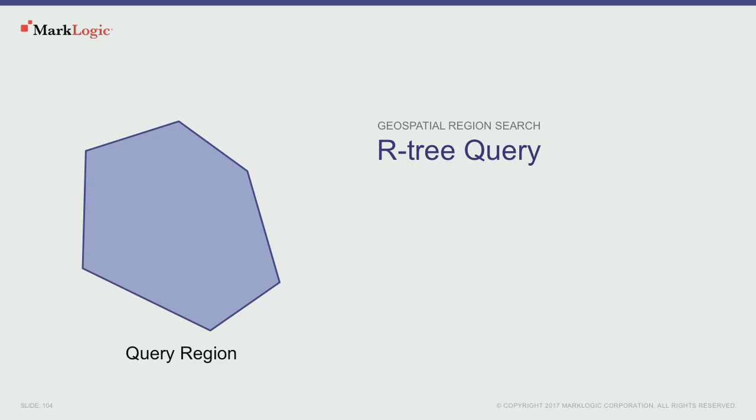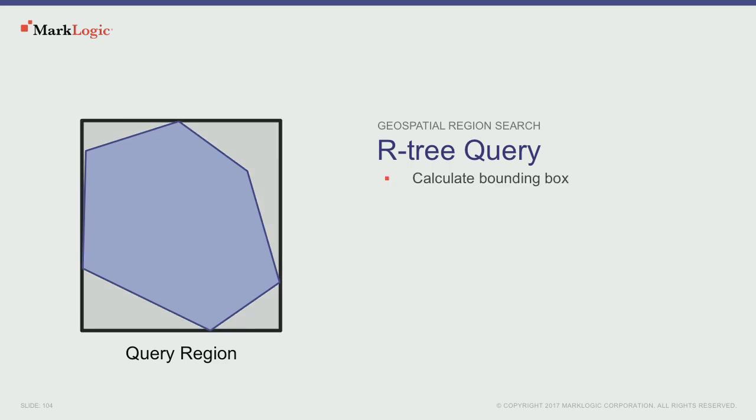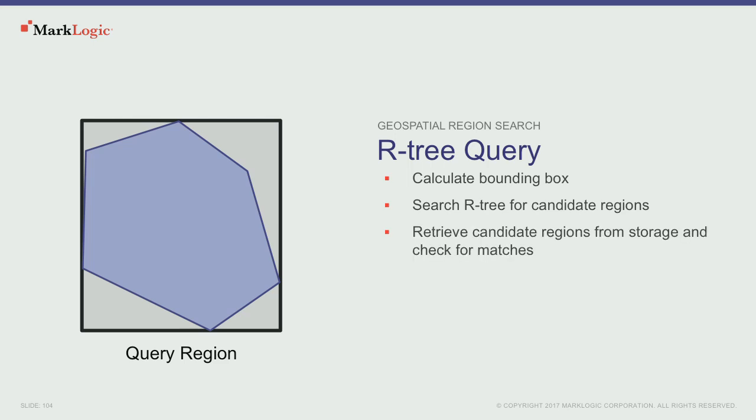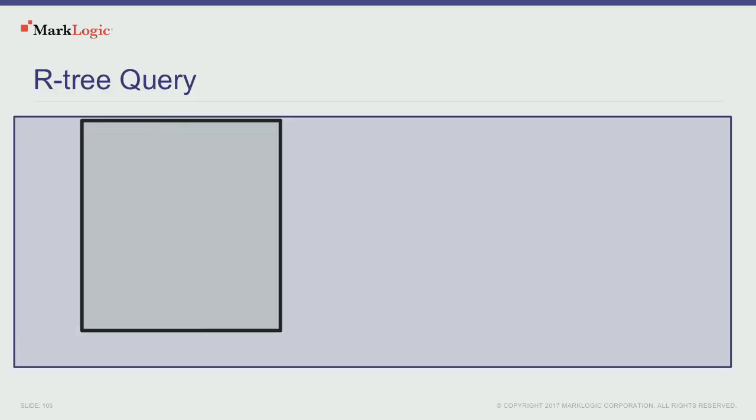So when it comes time to search, we'll calculate the bounding box of the query region and search the R-tree to find candidate matches. Once we have a candidate match, because the bounding boxes indicate a match, we can actually go and retrieve the region from storage and decide if it matches.